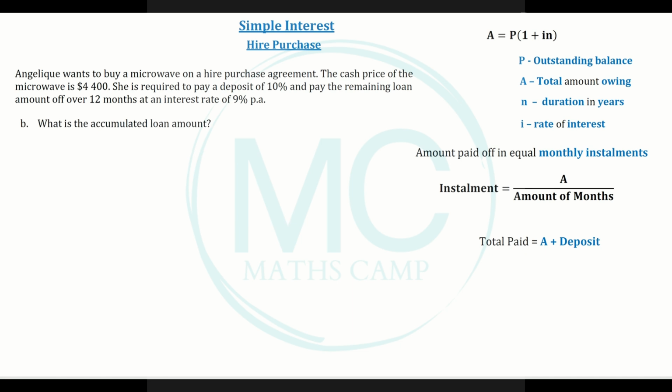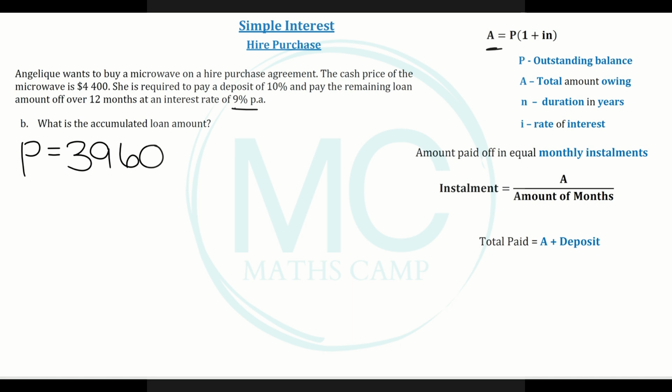Part B asks, what is the accumulated loan amount? Now, the store is charging Angelica an interest rate of 9%, which means the total amount that she still owes is going to be greater than the outstanding balance. So we can use the simple interest formula, and we need to solve for A. We have just found the principal amount, P, is equal to 3,960. Now we can find our I and N values.